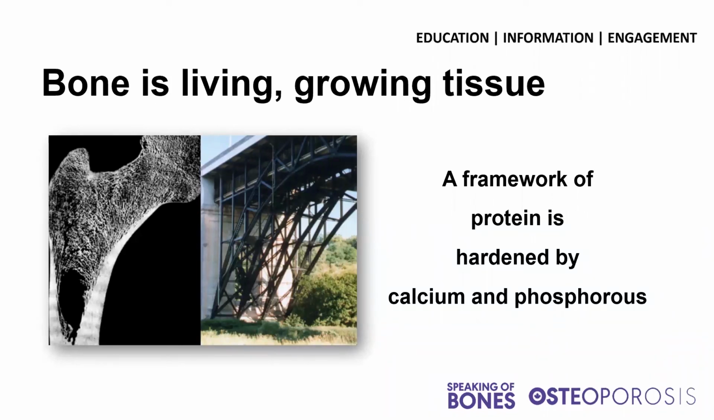So we like to start by reminding everyone that bone is a living and growing tissue. You'll note that there's some similarities between the structure of bone tissue and bridge supports. The combination of the protein framework and hardened minerals such as calcium and phosphorus give bone tissue flexibility as well as strength, similar to a bridge. You'll also note that there are two types of bone, so cortical bone, which is the dense, compact outer layer, and trabecular bone, which is like a honeycomb structure on the inside of the bone. The amount of bone tissue is called bone mass, and density refers to how compact a bone structure is.